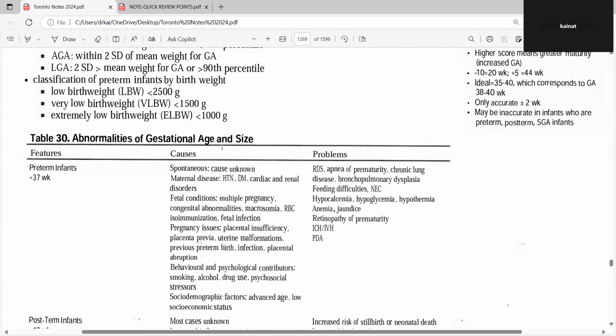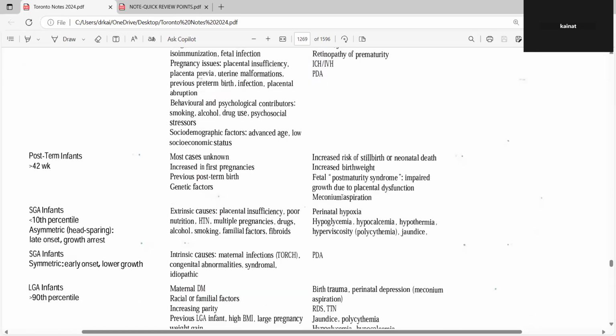If there is any problem going on, always think of these 3 things before going for anything, because it's very common. A spontaneous cause could be there, hypertension. The mother could have anything related to this one. But in the children, the hypoglycemia, hypocalcemia, and hypothermia. Then the other things: anemia, jaundice, prematurity, PDA, all of those. In the postterm, the meconium aspiration, birth weight is important. Clavicle fracture is very, very important.